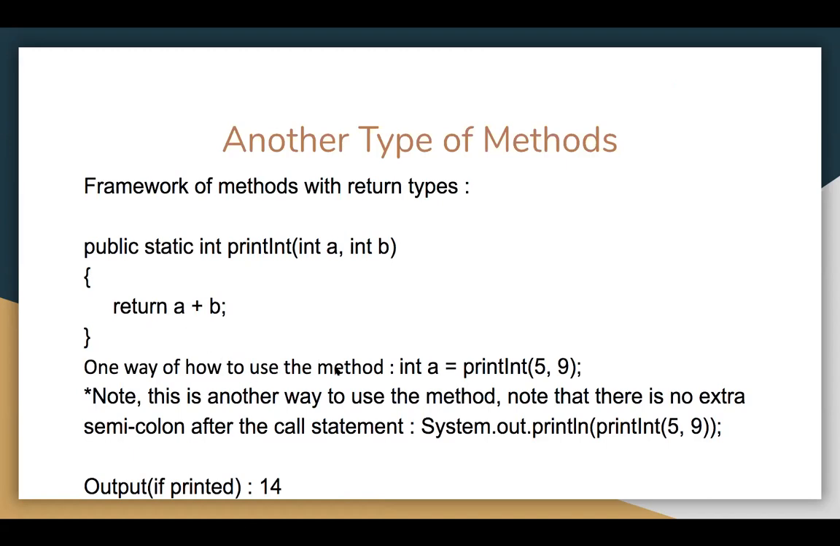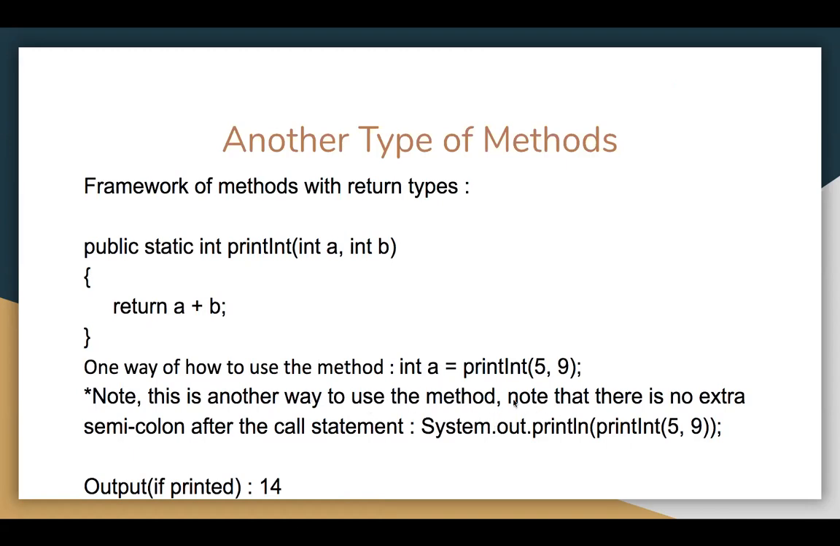One way to use the method would be this. You can set it to a variable, and you can see here that you still pass parameters in. It's still the same thing as always: you put the name, the parameters, and the semicolon. So note that this is another way to use the method.